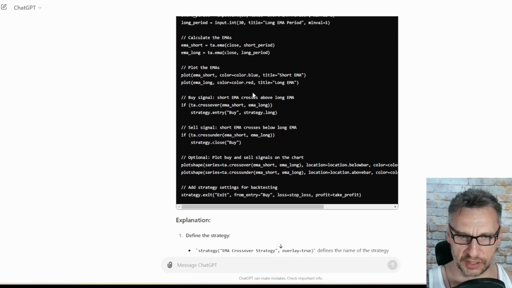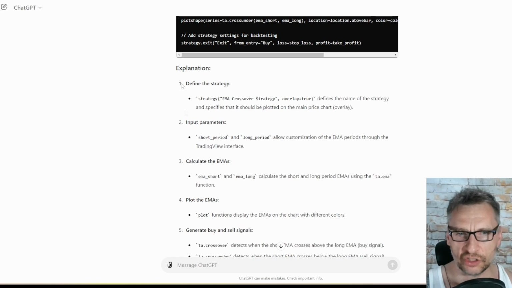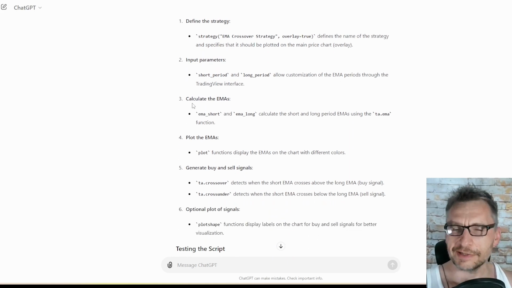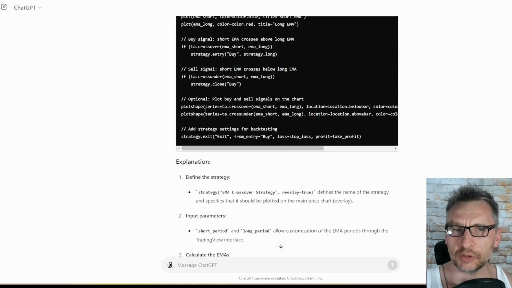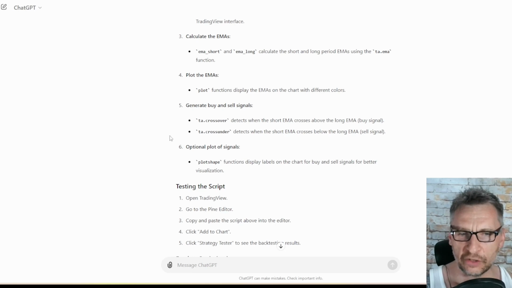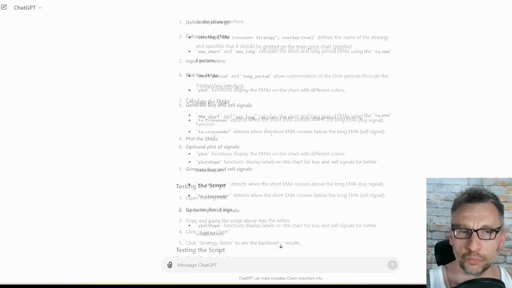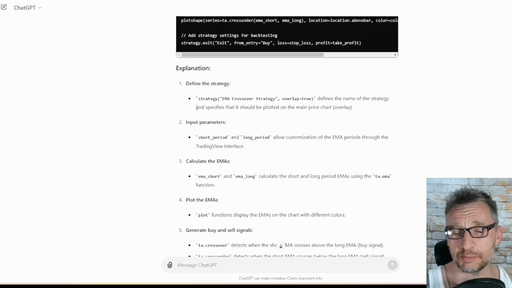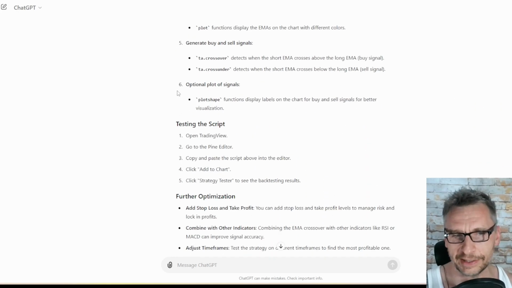So it spat out this script right here and then gave me an explanation. Basically, you can read through this. Honestly, I didn't read any of it. I just copied the script and I threw it into TradingView and started playing around with it. So basically, it gives me the parameters. It provides an explanation of what it does and how the strategy has been devised and how it's comprised, I guess, right?